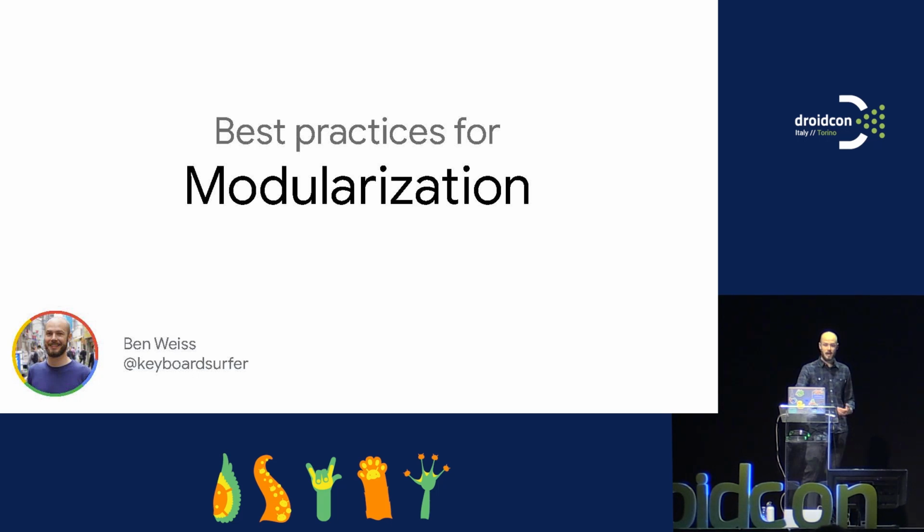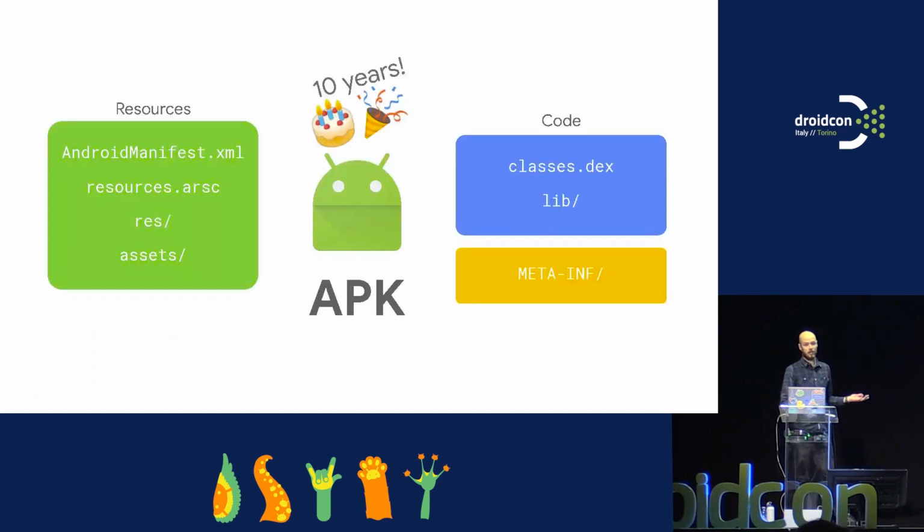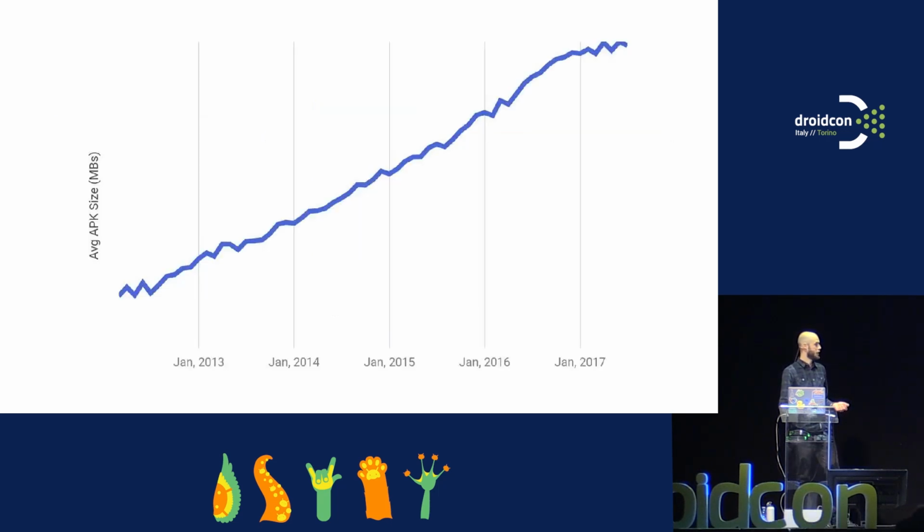So what happens is you have the APK, which is the application packaging file, which most of you should be somewhat familiar with. It holds your resources, code, and some meta information. And that recently turned 10 years old. Over those 10 years and over time, the application size grew. So that means that your on-device installed applications have increased in size.